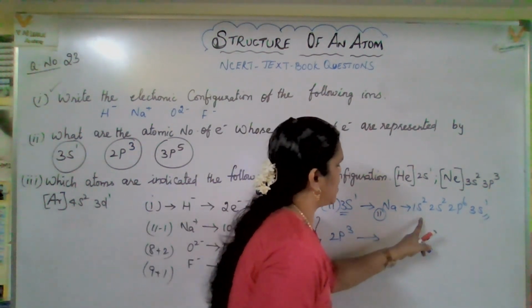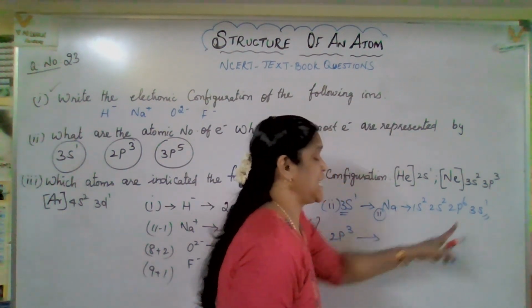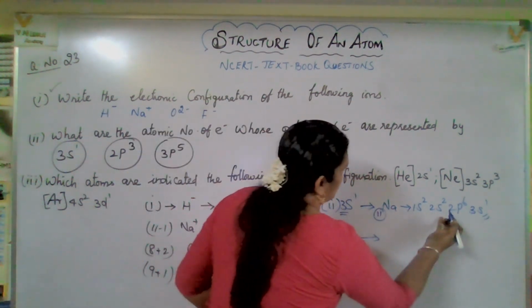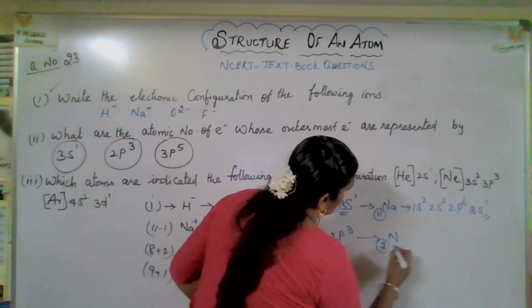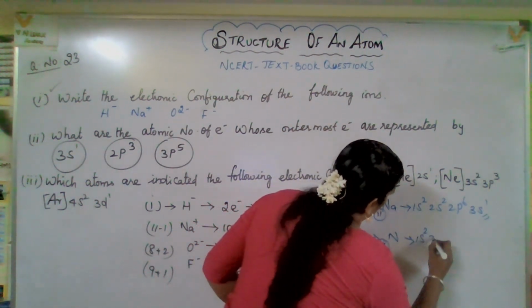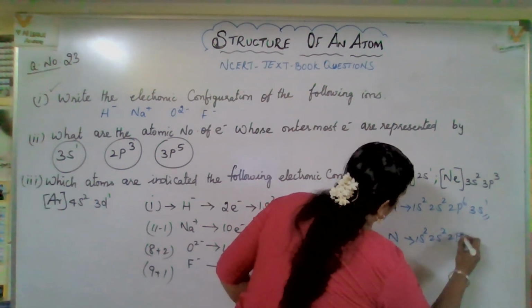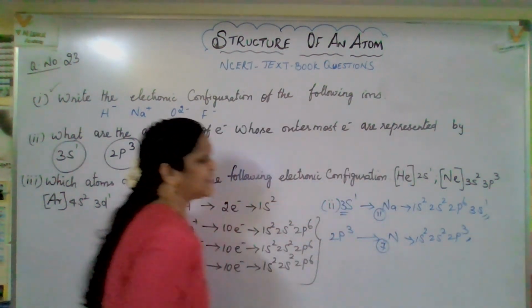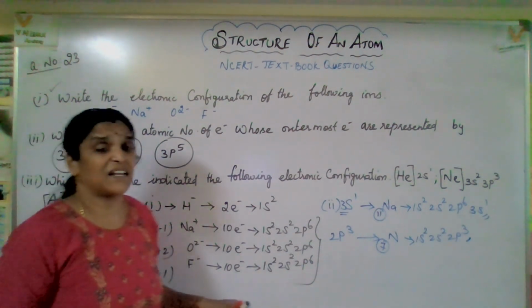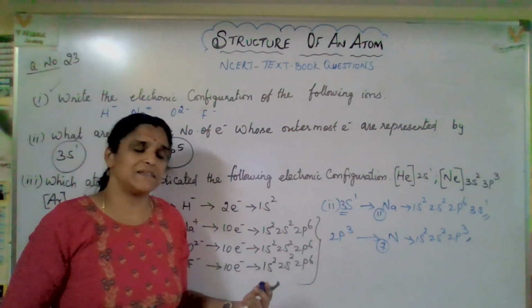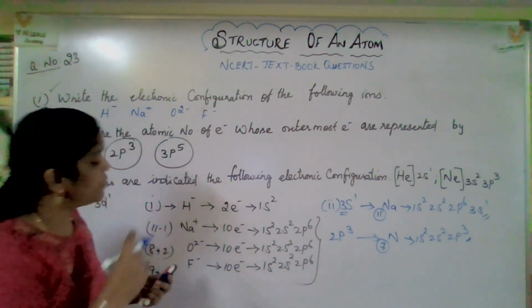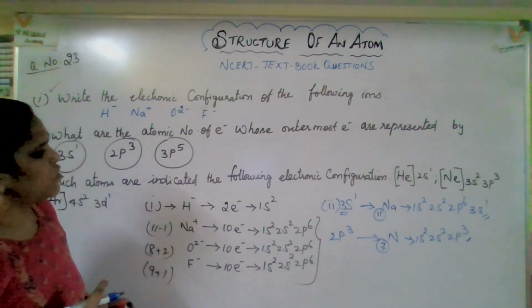See, 2p3. 1s2, 2s2, 2p6 here. 2p3 means what it is? Here 4 plus 3, 7. So that means nitrogen. 7 electrons are there, no? So 1s2, 2s2, 2p3. See, this is nothing. What is it? Electronic configuration is distribution of electrons. It's very simple and easy how to distribute the electrons. That is called electronic configuration.